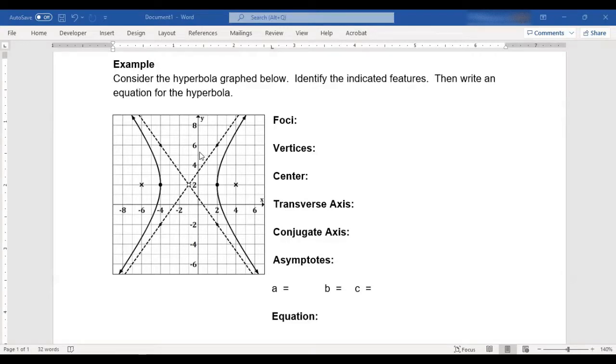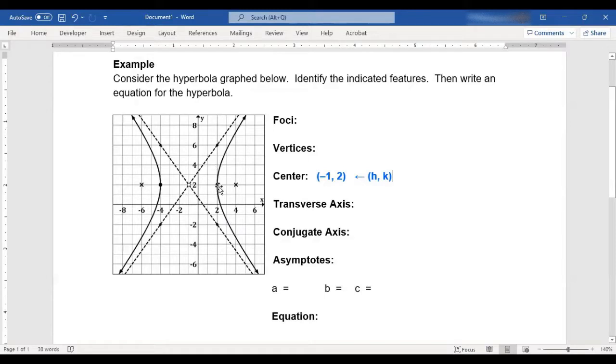But let's start out with the easy to identify things. I always shoot for the center first, or the vertices, whichever one. If the center is not marked, then the vertices are usually the easiest to spot, but the center is graphed here as a point, and it looks to be at -1, 2. So let's write out -1, 2 for our center. And I'm just going to put a reminder here that this is going to be our h, k for when we write our equation later on.